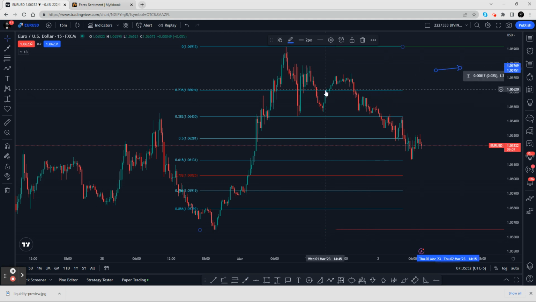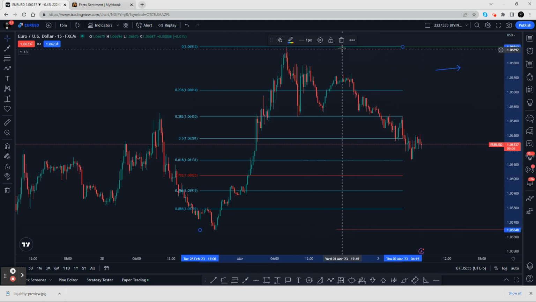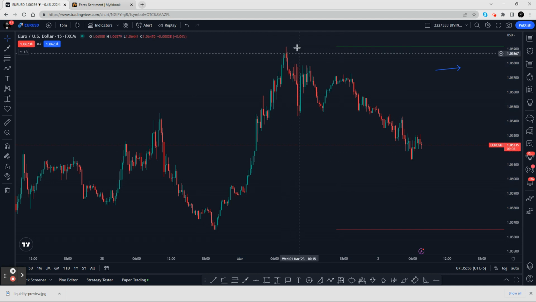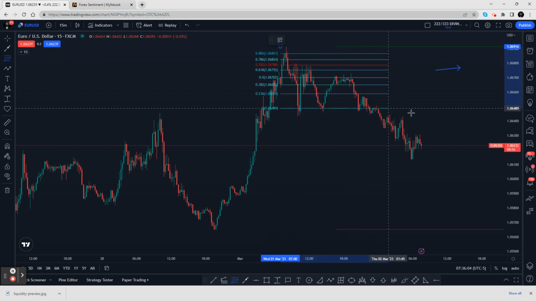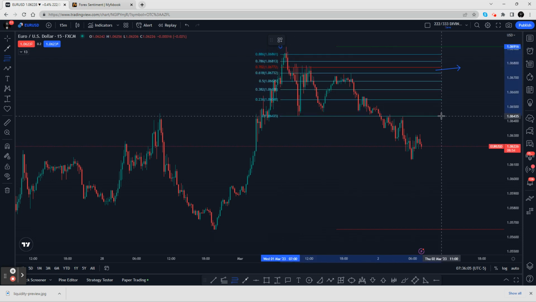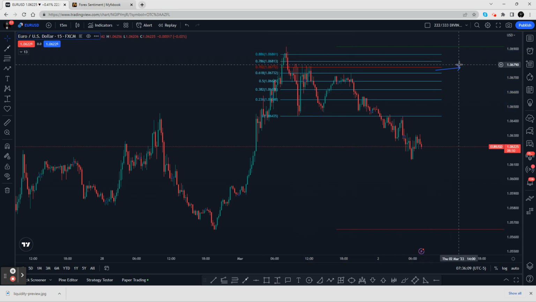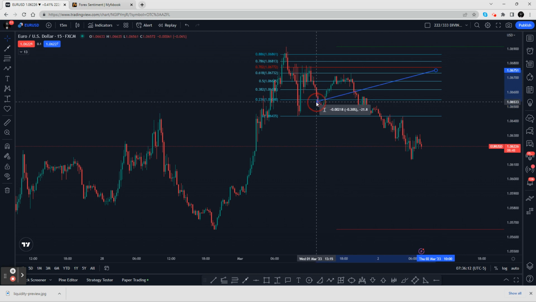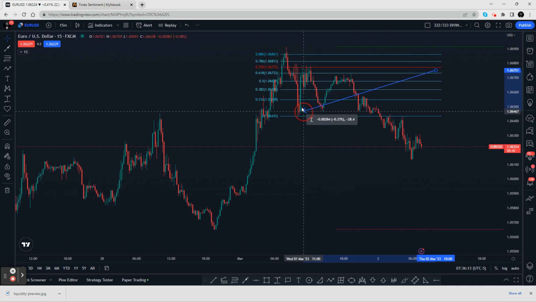Now, we can also go and do a fib within a fib. So what does that mean? We could take this move right here and we can play with these levels right there. All right, so we took it to here. All right, now what do we have here? All right, look at this.